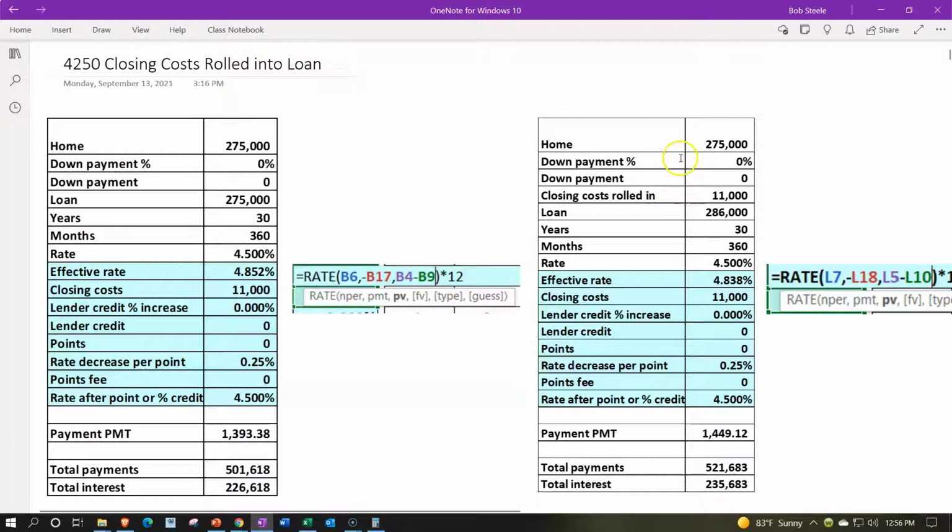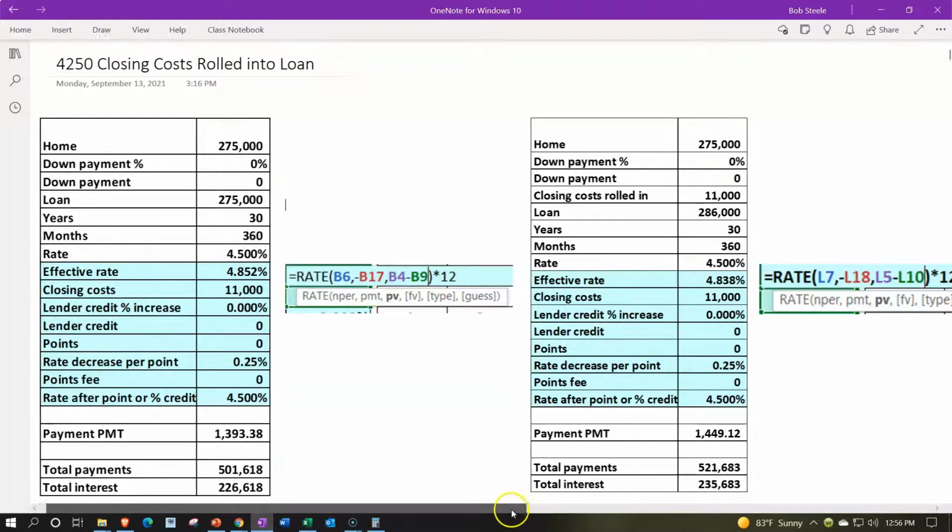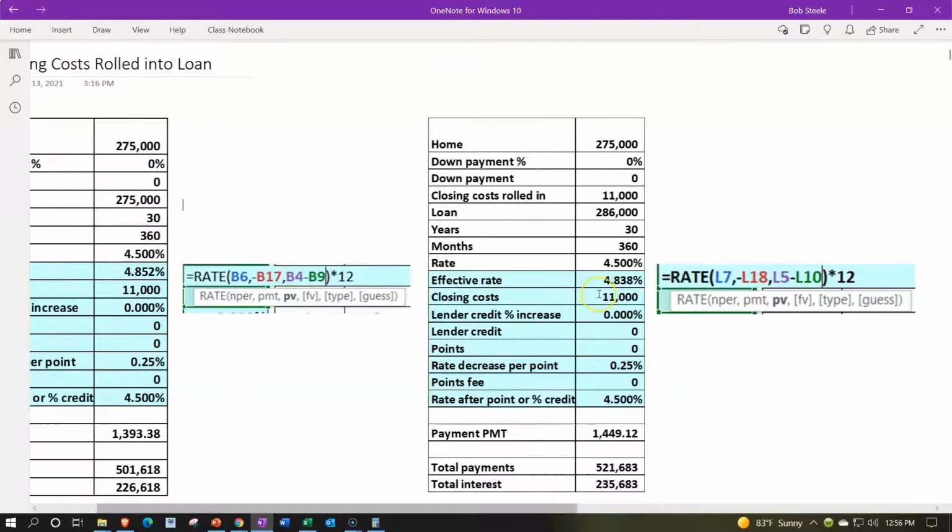So now you've got the loan plus the $11,000. We didn't put a down payment in, just so we can see the loan amount. So now the loan amount is actually $286,000. It's still going to be a 30-year loan, 360 periods. The rate we're going to keep at 4.5%. And then we have these closing costs down below. The closing costs are still being paid.